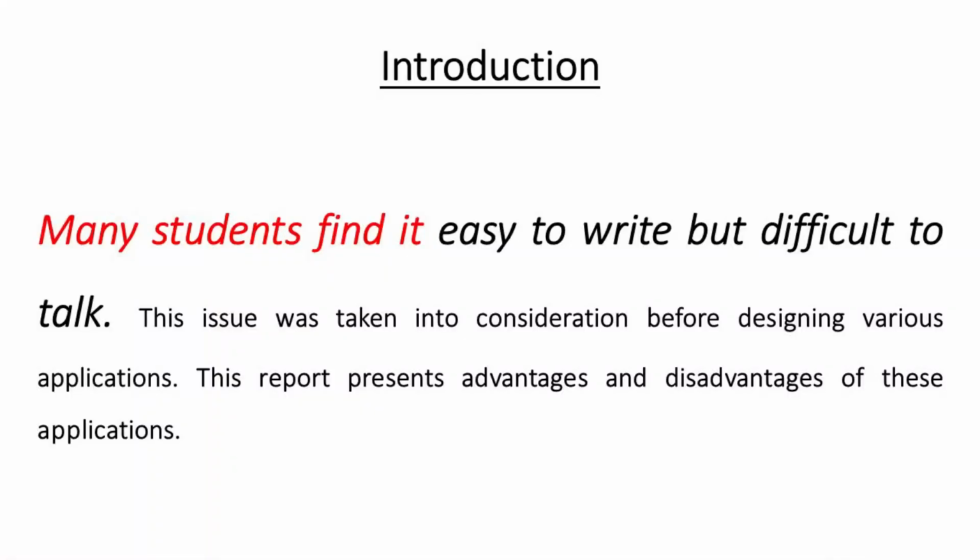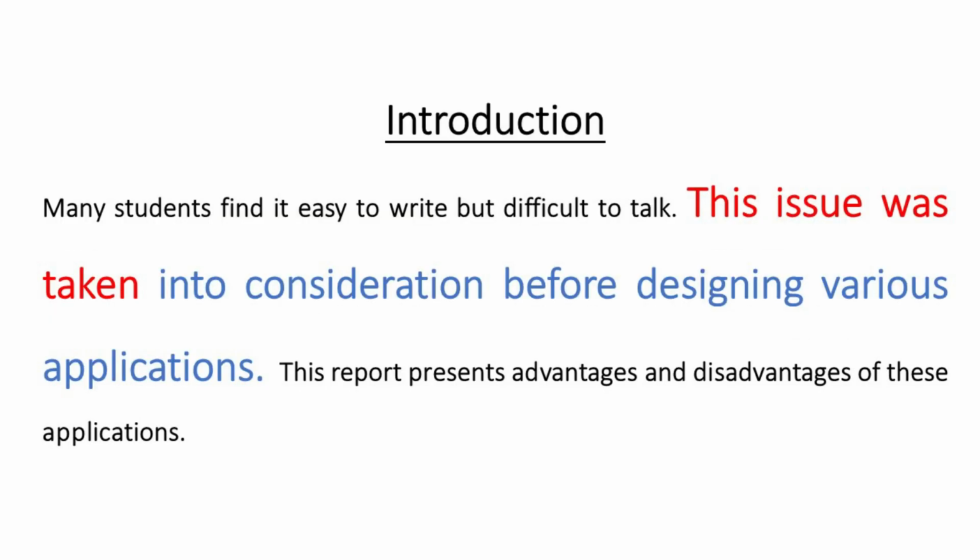Many students find it easy to write but difficult to talk. What is this voice? This is what? Who finds it difficult to talk? Many students. So many students find it easy to write but difficult to talk. So this is active voice. Here there is a doer. Many students. Look at the second one.